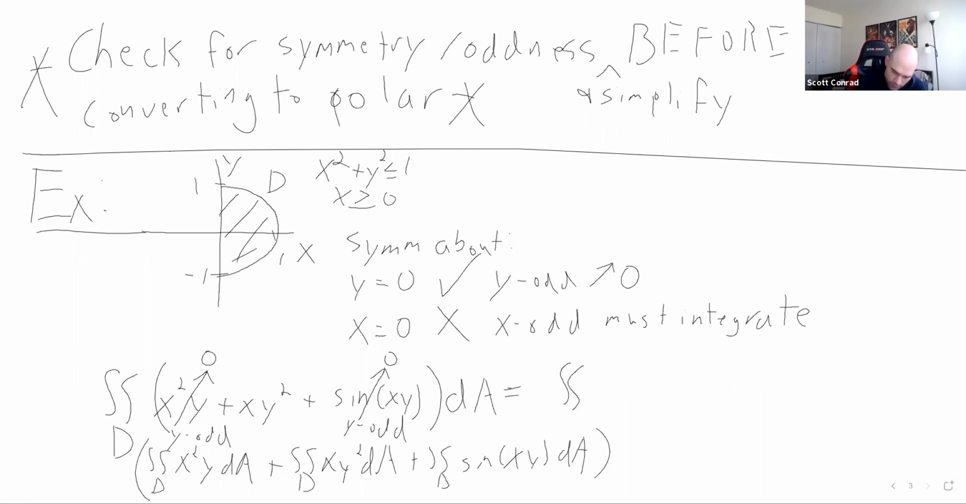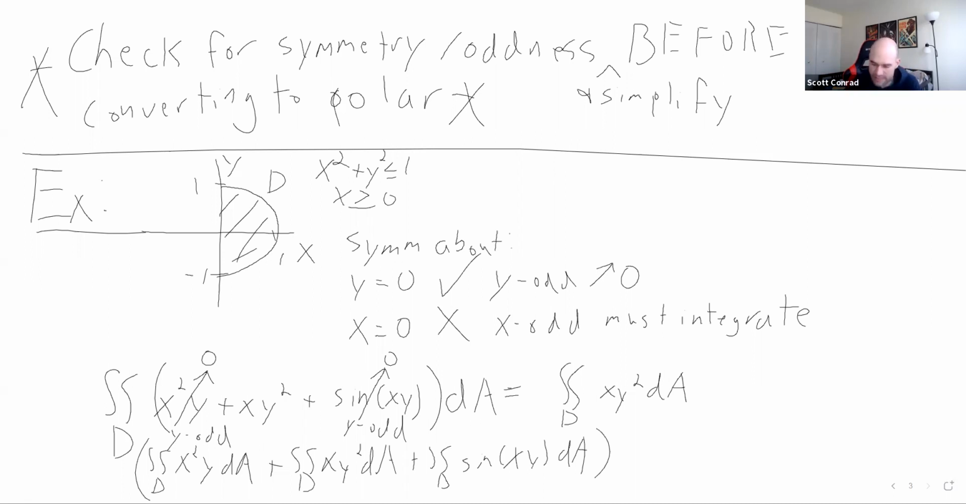So we've simplified our integral to the integral over D of just the middle term, xy squared. Remember I said, this guy we would normally convert to polar to integrate because we're integrating over something bounded by a circle. But if you convert the functions to polar, you can no longer see the symmetries very easily. So make sure you simplify your integral before you convert to polar.